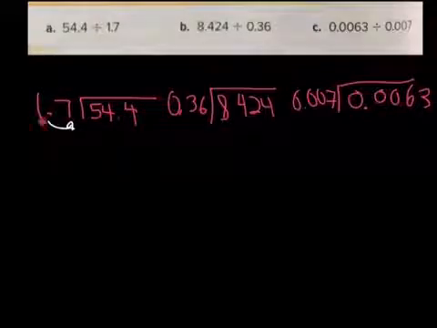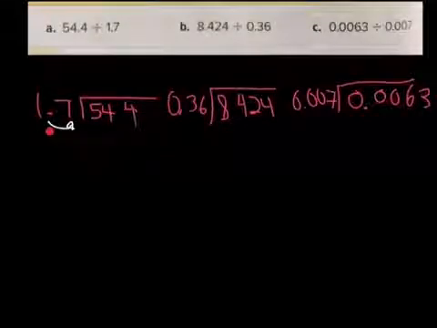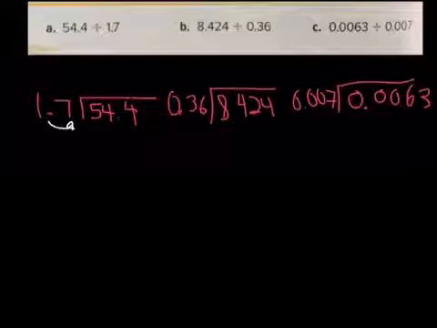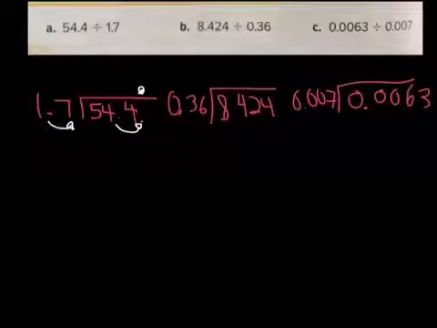Since we're ready to work now, let's move this decimal over 1 so that we can make 1.7 a whole number. Whatever we do to this side, don't forget that we must do to the other side. So we move it over here, and now we can put the decimal right where it goes. So in reality, we're seeing how many 17s are in 544, right? Because these decimals are gone.